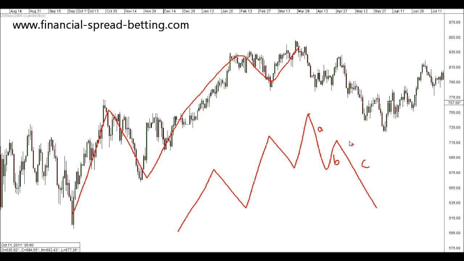Waves A and C should move strongly against the dominant trend. Now after this ABC zigzag formation, price will either downtrend or go for another 5-3 wave.